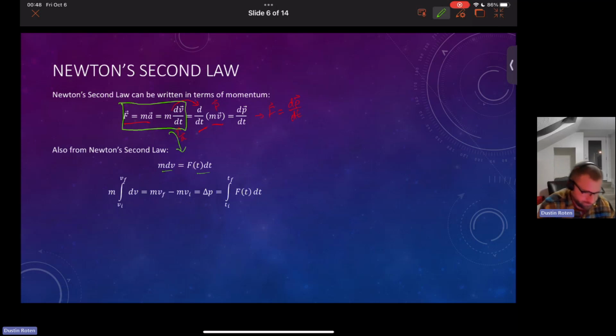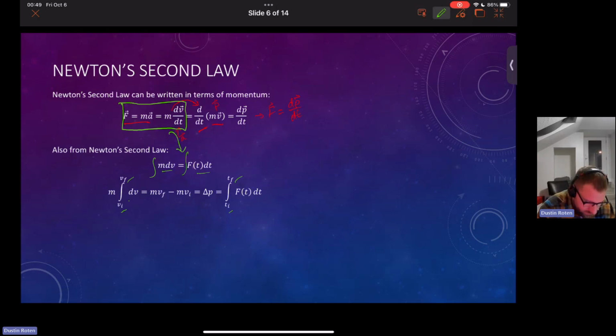So let's integrate it. So this will be the integral of m dv, and we can integrate with respect to time over here on the right. Now remember, we need to go from some initial velocity to initial time. We've got that here, initial velocity, initial time. They need to line up with each other. Then we also need to integrate to a final velocity and a final time. And those also need to line up with each other.